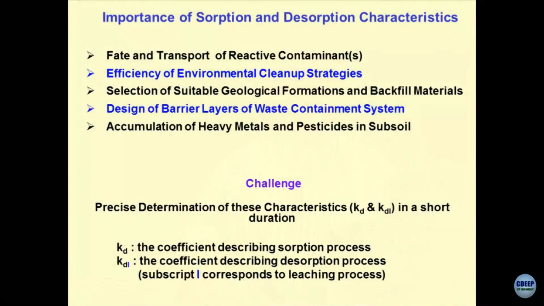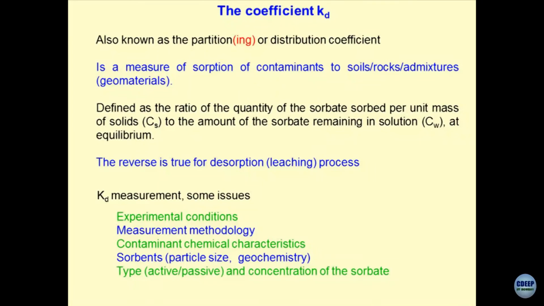So, this is also known as the partitioning or distribution coefficient. This is a measure of sorption of contaminants to soils, rocks, admixtures, geomaterials. Would you consider bacteria as a geomaterial or not is a big question. Bacteria in the soil matrix is a geomaterial. Why? It provides a surface, and I am sure that what Shashank has done is he has started working on biosorption. Clear? So, the sorption which is getting induced because of the bioactivities. And what are the bioactivities? MICP, microbially induced calcite precipitation.